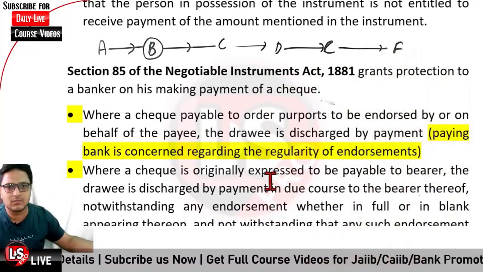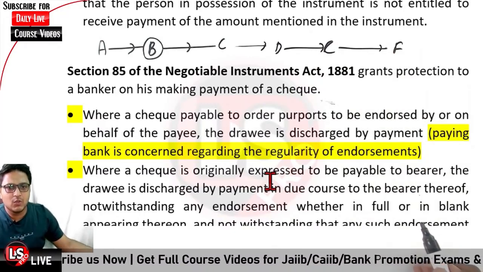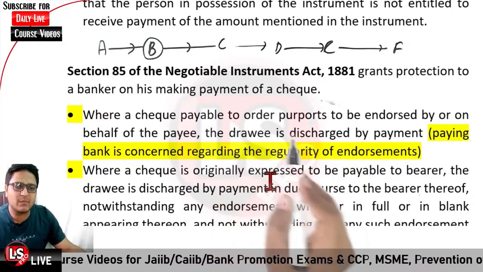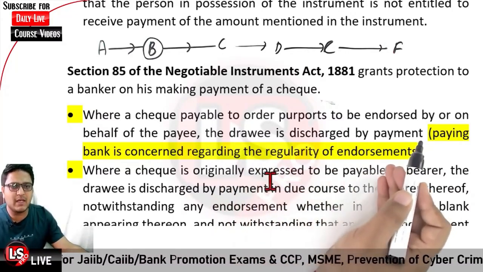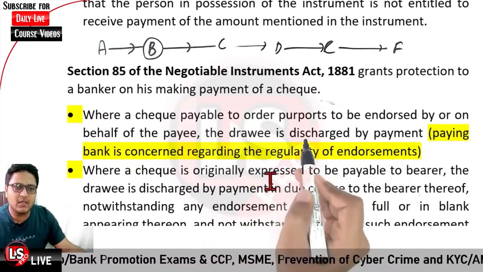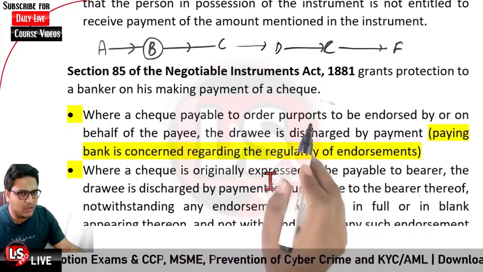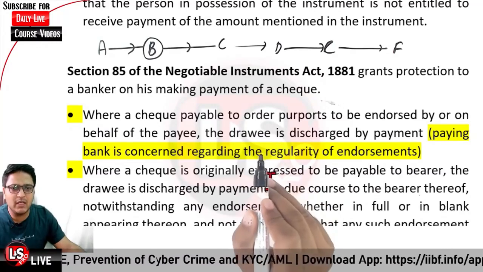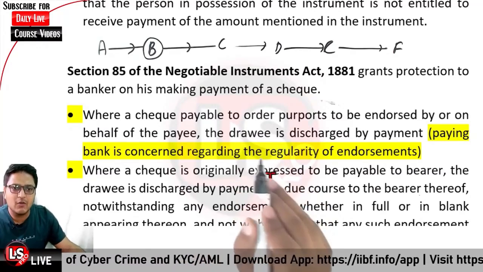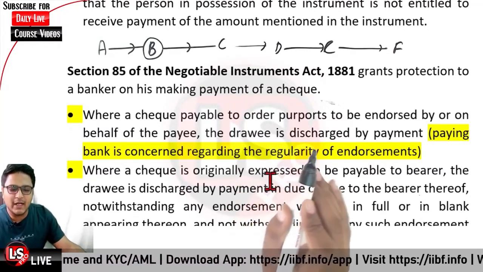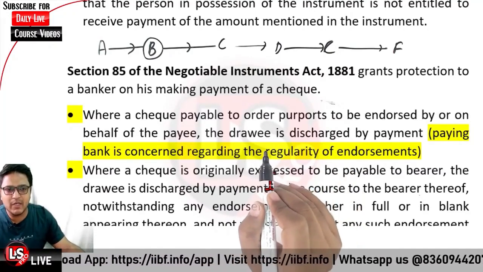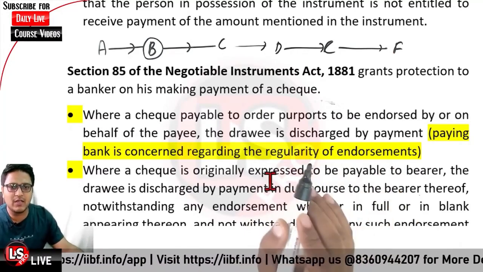Okay, so what does it say? It says, where a check payable to order purports to be endorsed by or on behalf of the payee, the drawee is discharged by payment. It means the drawee only needs to check whether the endorsements are regular or not. What does it mean?